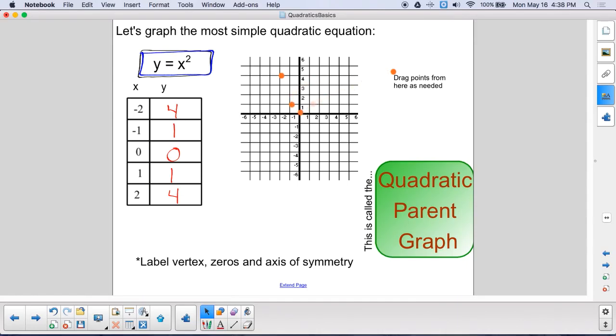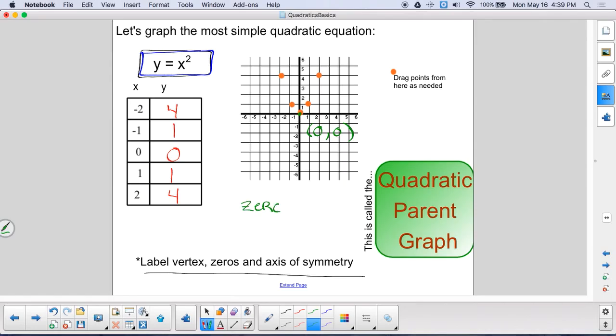This is the most basic quadratic function right there. Label the vertex. My vertex is this point here, (0, 0). My zero happens at 0, right there. And then the axis of symmetry is the line right here, which is the line x equals 0.